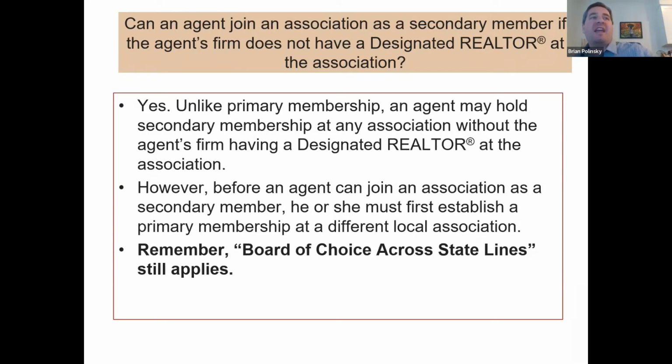However, before an agent can join an association as a secondary member, he or she must first establish a primary membership at a different local association. So that is step one. Once they have primary membership at an association in California or a contiguous state, then they can join your association as a secondary member.